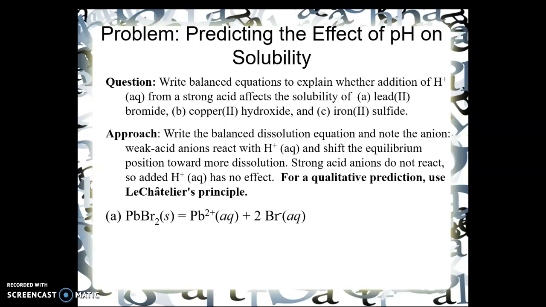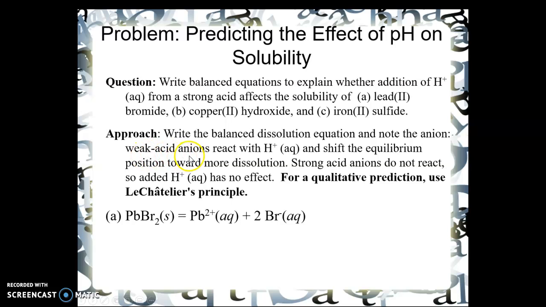So HCl, HBr, and HI are strong acids. Then you've got sulfuric and nitric and perchloric acid. Okay, if you memorize those, you've got a good start. So we have to write a balanced dissociation equation, which you've already done, for the salt. And note what the anion is.